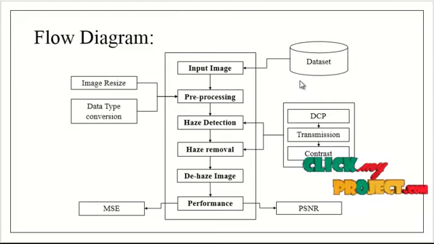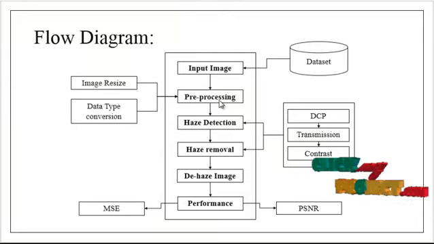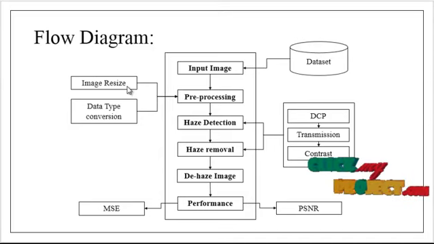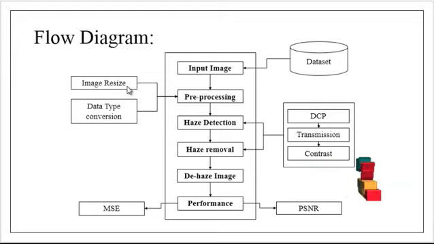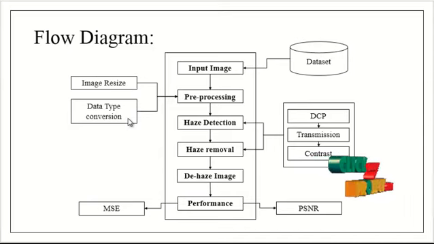After getting the image from the dataset, we move to the next step of the process, that is the pre-processing. In this pre-processing, we have two kinds of pre-processors. One is the image resize, and the other one is the data type conversion. In image resize, the image will be resized into 256 by 256. Whatever the input size, it will construct the image into a size of 256 by 256, which means the number of rows and columns will be 256. Then in the data type conversion, the unsigned integer 8 is converted into double format.